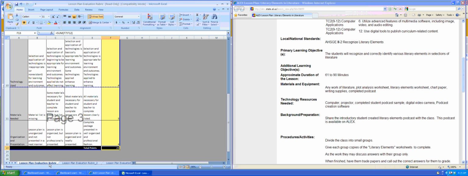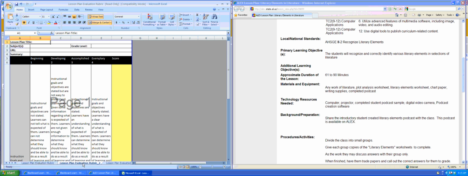Once you've completed that, you'll notice there are tabs across the bottom. This one's called Lesson Plan Evaluation Rubric. Then what you're going to do is click the next tab, Lesson Plan Evaluation Rubric 2, and start the process all over again with a new lesson plan. There are actually 5 tabs located at the bottom. Lesson Plan Evaluation number 3, number 4, and number 5. So there's one available for each lesson plan that you have to evaluate.